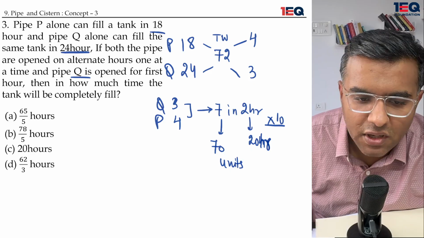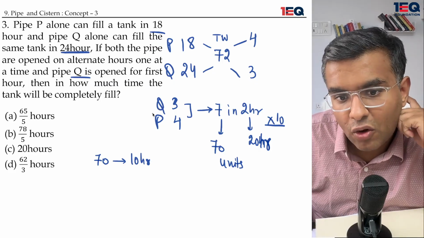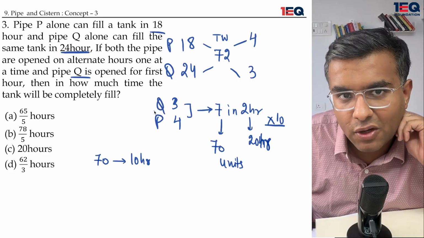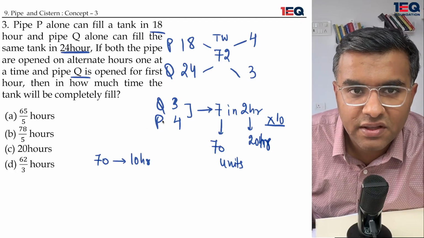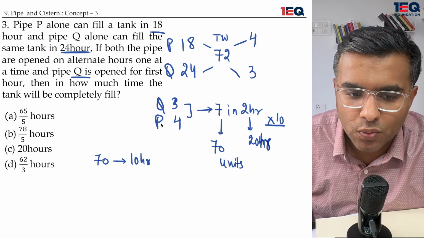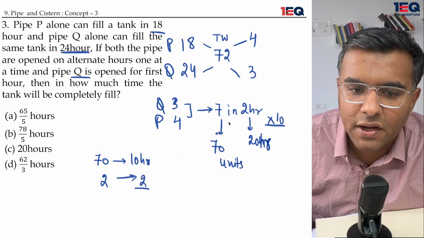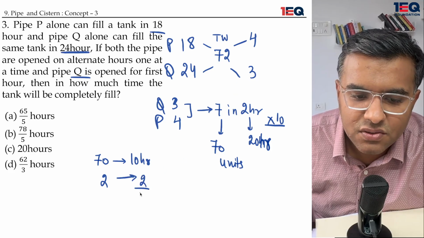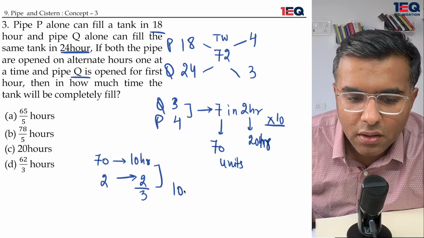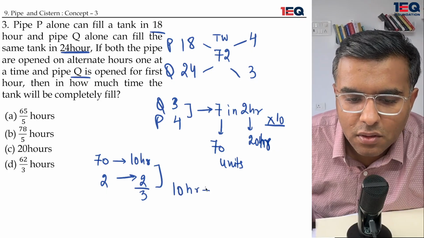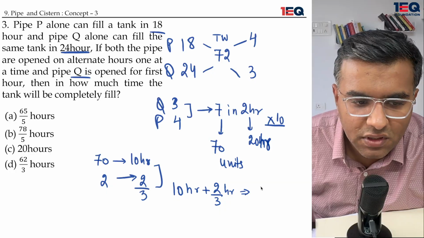After every alternate hour, both of them were working together. So Q and P, Q and P. Once one cycle of Q and P is completed, the next one to start the work is going to be Q. So 2 units of work is left, and Q is involved in working it out. The efficiency of Q is 3, so 2 by 3 would be the answer. Combining both of them, we get 10 hours plus 2 by 3 hours.